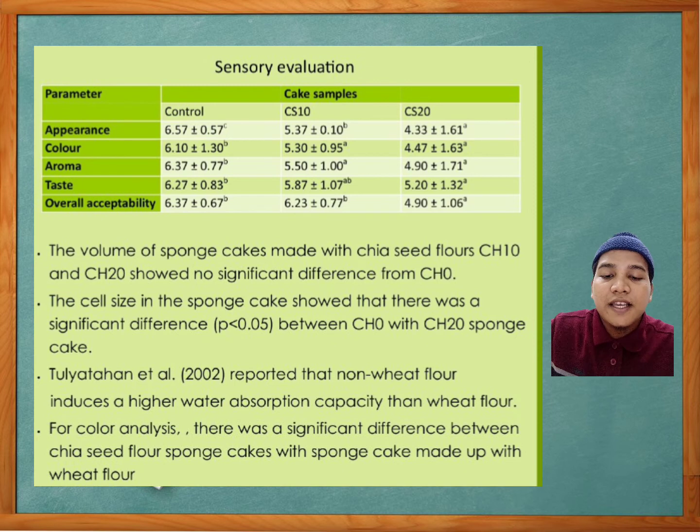So we can say that most panelists prefer minimal addition of chia seed flour in sponge cake because it causes minimal change of texture in sponge cake.